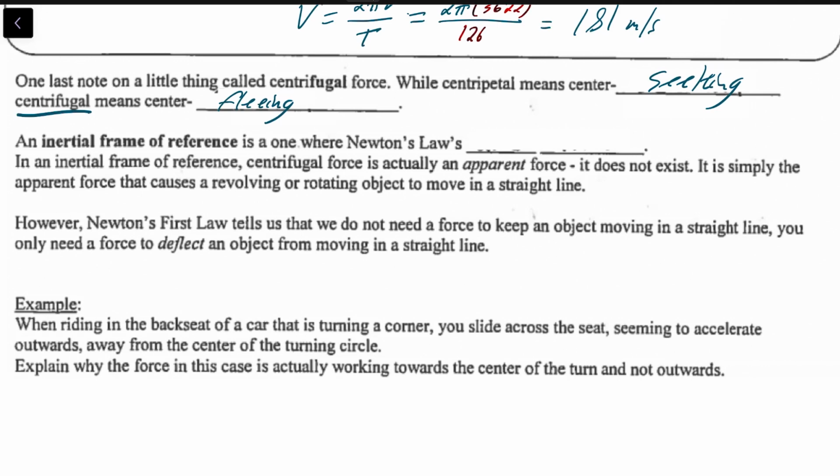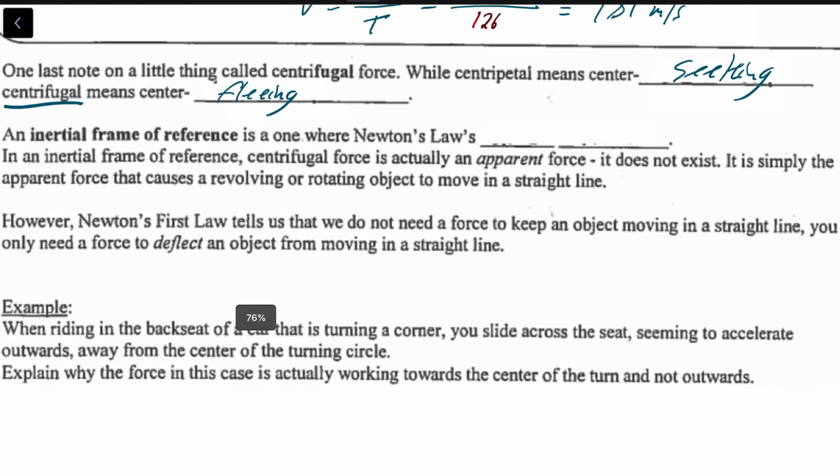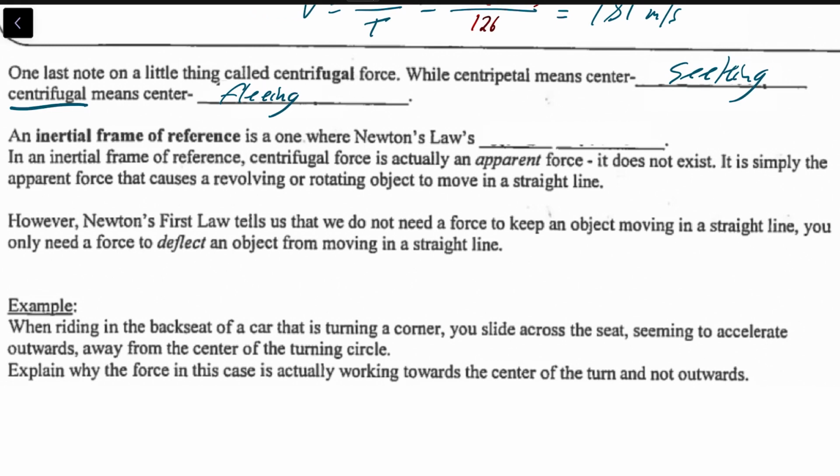If you've ever been on that ride that I was describing before, you feel like you're being accelerated outwards because your chest is being pushed down. But that's not actually what's happening. You're not actually being accelerated outwards. So here in our notes, it explains it to us a little bit. An inertial frame of reference is one where Newton's laws are true. So we're assuming that's a good starting assumption. In an inertial frame of reference, centrifugal force is actually an apparent force. It appears that there's a force, but it's not. It does not actually exist.